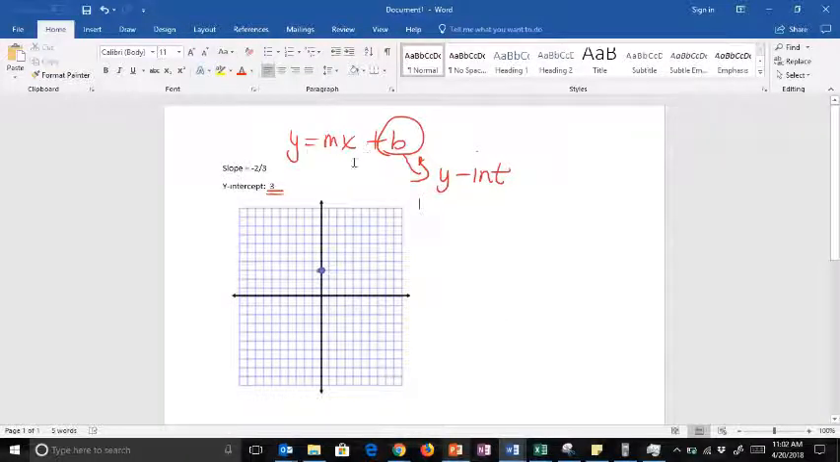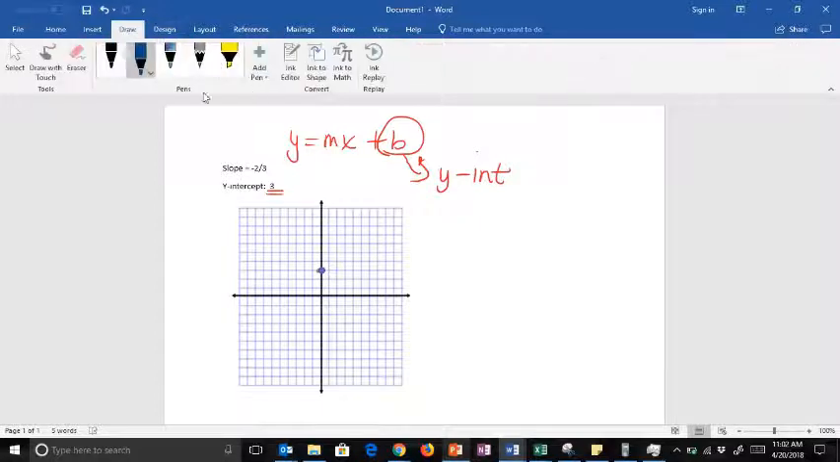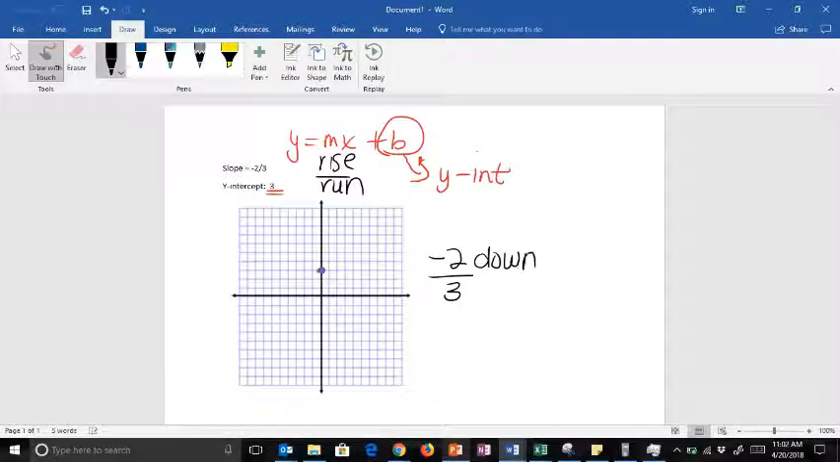Now, from here, I want to use my slope. So my slope is negative 2 over 3. Okay, remember that your slope is rise over run. So if my slope is negative 2 over 3, this means since it's negative, I'm going to go down 2, and then to the right 3. So from this point, I'd count down 1, 2, and then over 1, 2, 3. Okay, so that's going to be my point.